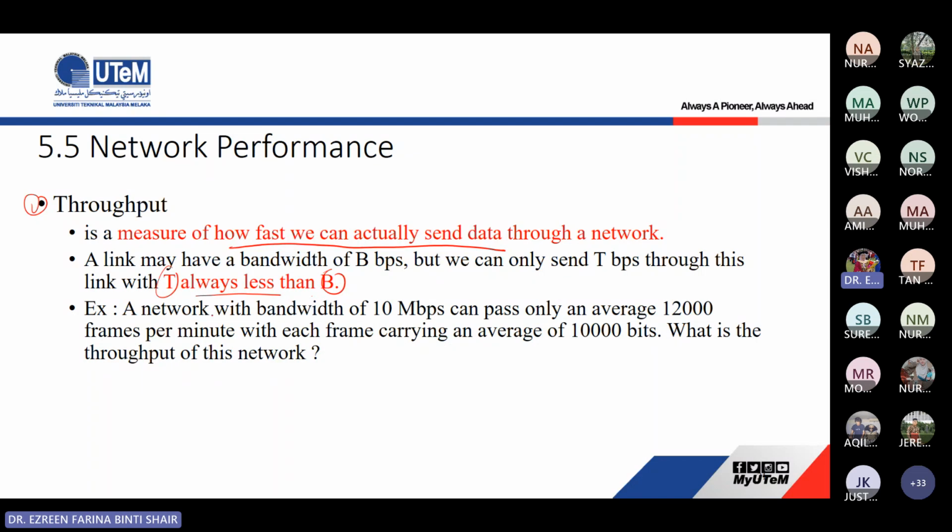For example, a network with a bandwidth of 10 megabits per second can pass only an average of 12,000 frames per minute, with each frame carrying an average of 1,000 bits. The question is, what is the throughput of this network? Basically, since your bandwidth is 10 megabits per second, you should expect the throughput to be less than 10 megabits per second.